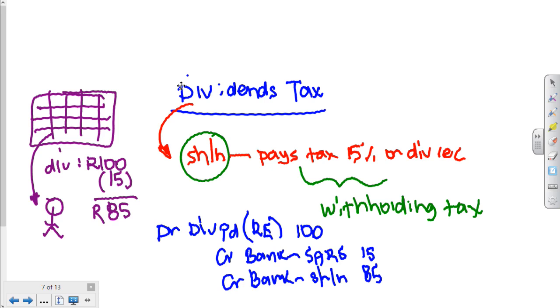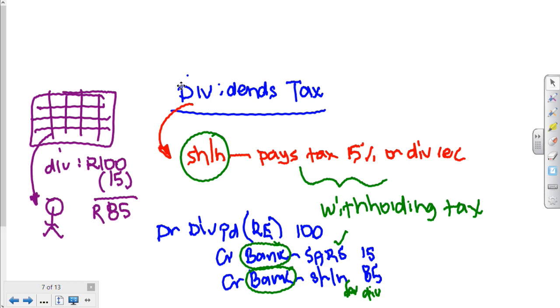You might find that they'll say to you, we declared a dividend, we haven't paid anybody yet. If they haven't paid anybody yet, then this is not bank. This would just be SARS. And this would not be bank. This would be shareholders for dividend, an accrual. So if they declared the dividend but they haven't paid it yet, we accrue what we owe SARS, we accrue what we owe the shareholder. And that's the way that the dividends tax works.